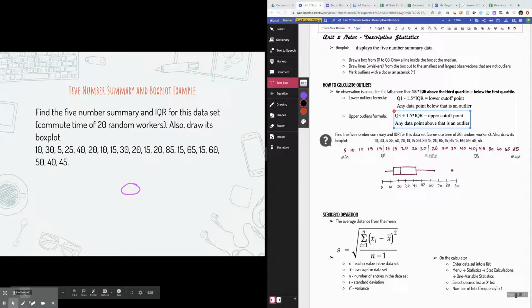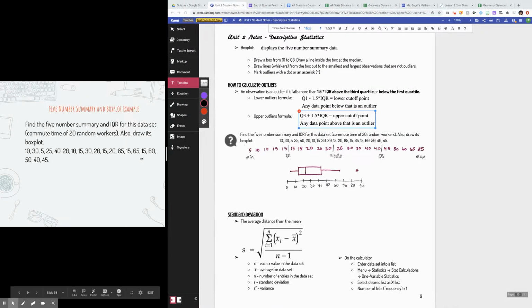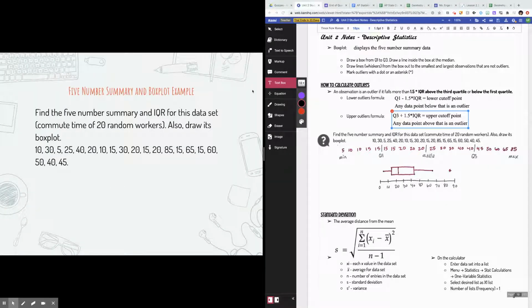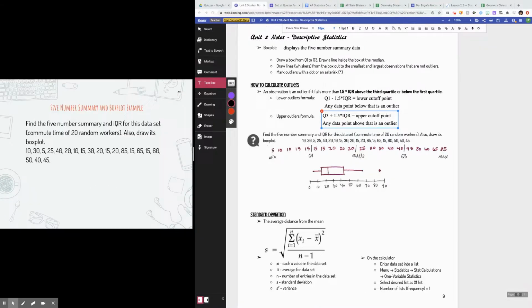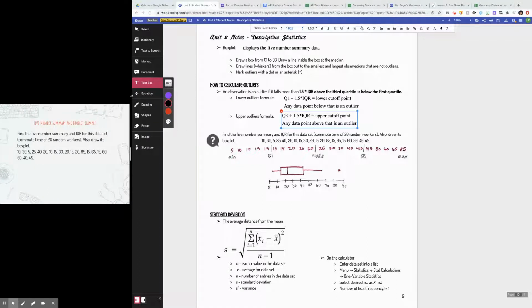Okay, so we have this same data set from before, the commute time of these 20 random workers. And what I'm going to do, just like last time, is move this over so that you can see the notes page a little bit clearer. Maybe not, if my computer's going to cooperate with me. There we go. Okay, so I'm going to zoom in just a little bit here so we can see this a little bit better.